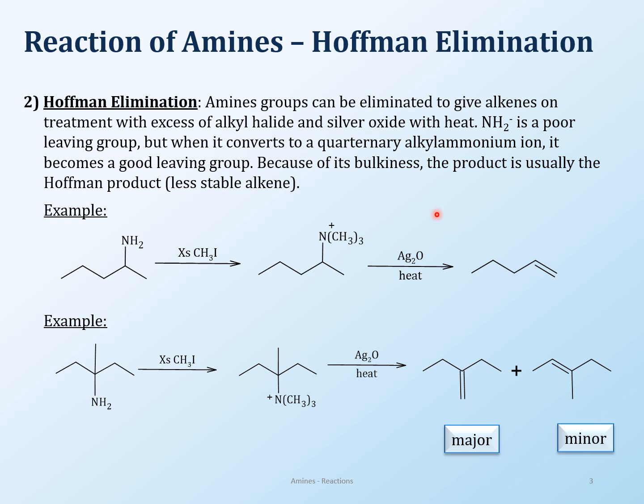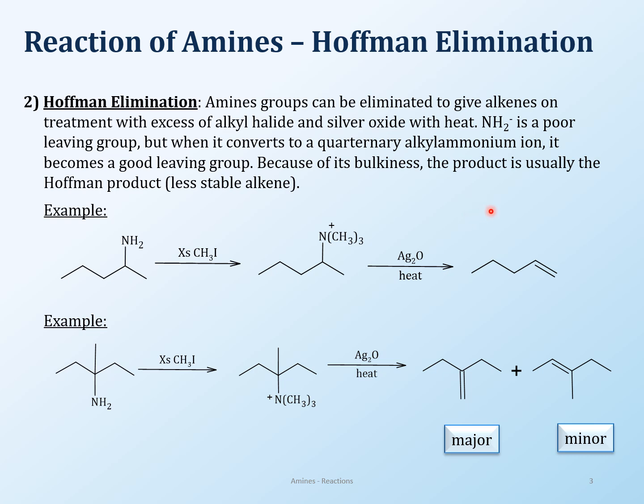We also learned the Wittig reaction, which also gives us alkenes, and that's not picky about giving you Zaitsev product or Hofmann product. It gave you whatever you wanted. So you have different ways of making alkenes. Hofmann elimination is also a good way of making a very specific alkene, and that is the Hofmann alkene, which is the less stable alkene.